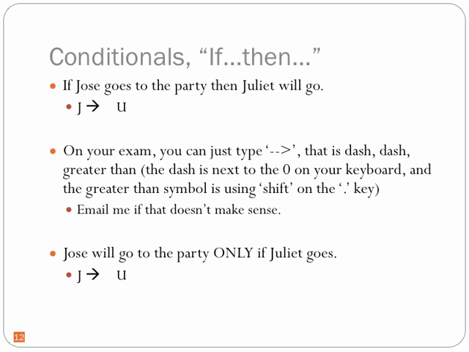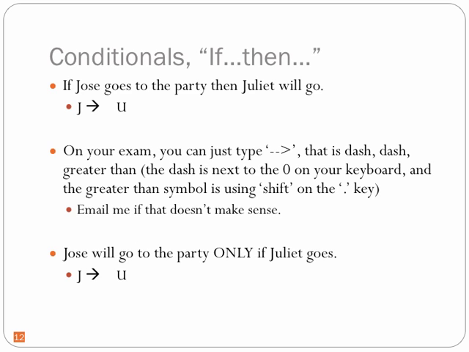Sometimes we use the phrase "only if." So Jose will go to the party only if Juliet goes. And that's actually going to be symbolized... so look, is this the right symbolization? U arrow J. Jose will go to the party only if Juliet goes? No, it's not right. It should be J arrow U.